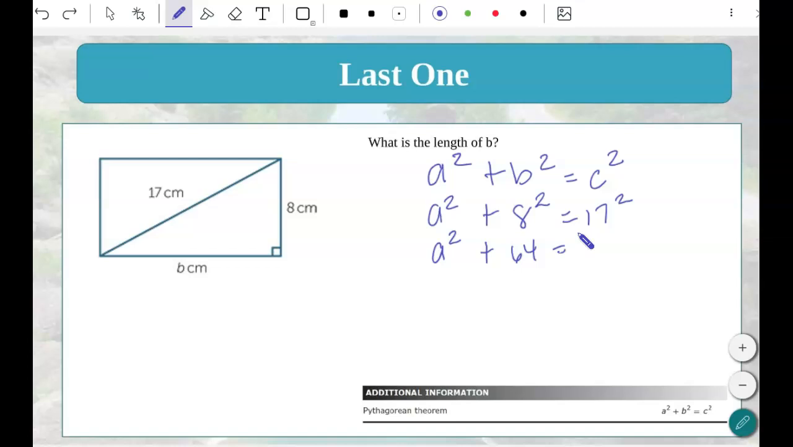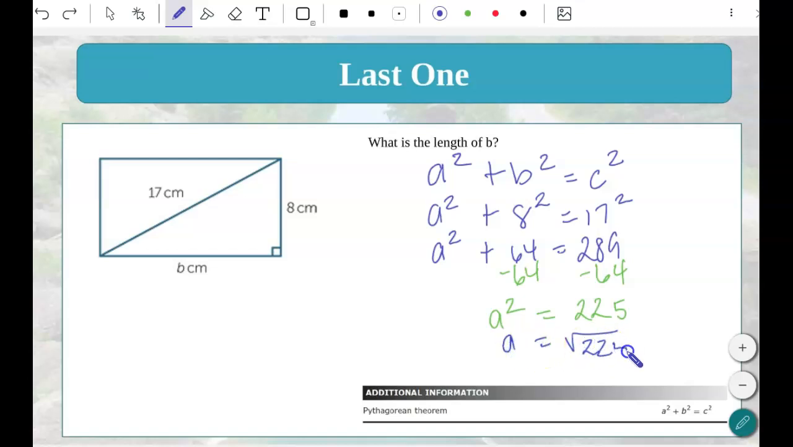I'm not sure what 17 squared is. I'm putting it in my calculator. Oh, put the wrong digit in. 289. All right, so 289. And then we're going to isolate the variable. So we're going to subtract this 64. And we end up with A squared is equal to 225. And to find A, you're going to do the square root of 225.